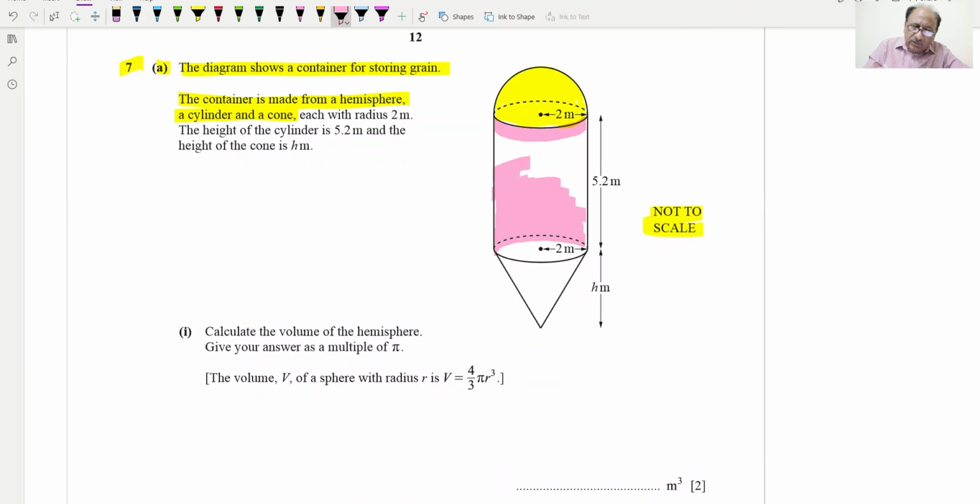And now we can take the cone portion also. Hopefully you are understanding each and everything.